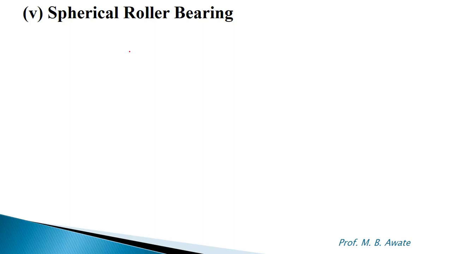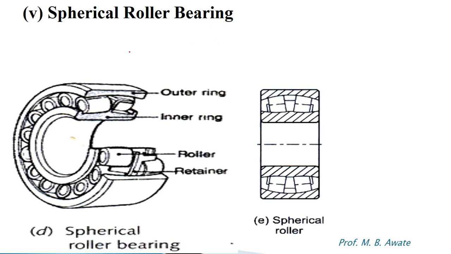Next, the fifth one, is the spherical roller bearing. Here the rollers are replaced by spherical rollers. Suppose you can see this is a roller. Now what is a spherical roller? The roller is in the form of a sphere. This is called a spherical roller. So this is the profile of a spherical roller: inner race, outer race, spherical rollers and retainers.